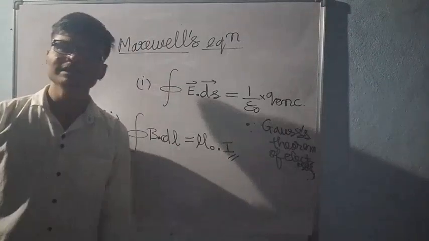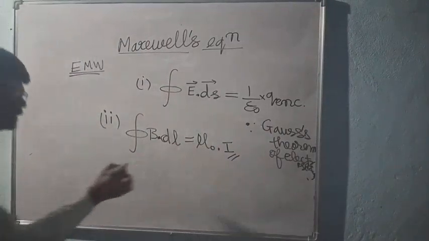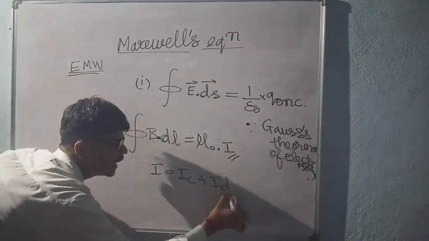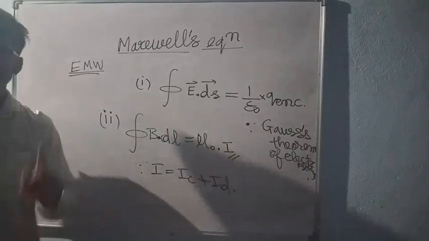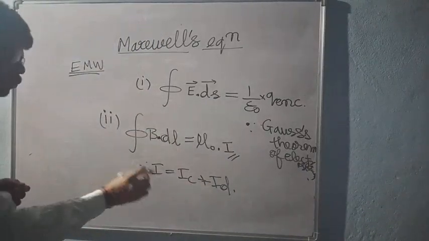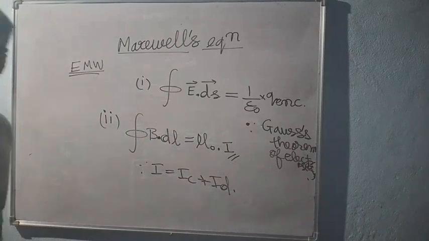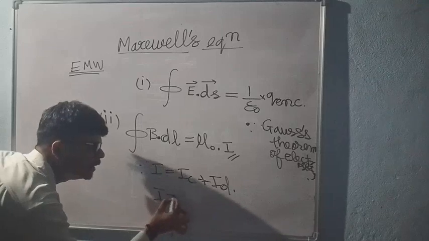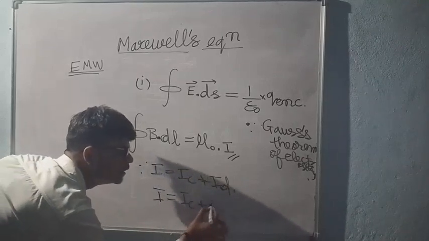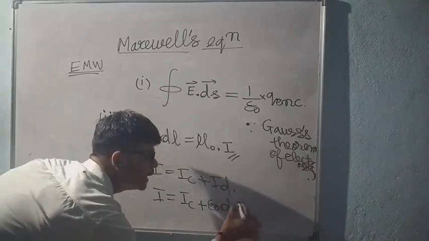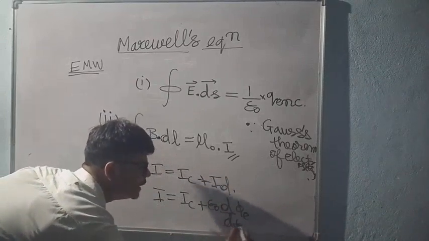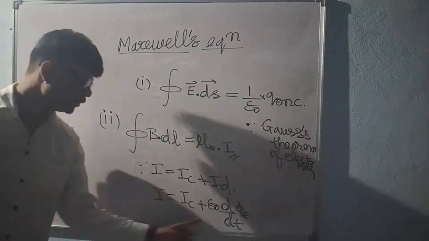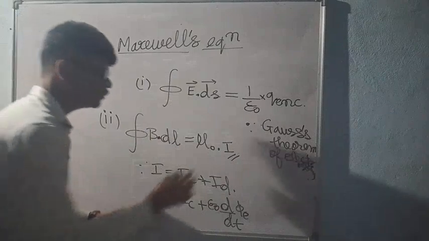In our previous lecture we had taken the value of I. I is nothing but IC plus ID. Understood? I is equal to IC plus ID. So what is this ID equal to? Epsilon naught times d phi by dt. So I is equal to IC plus epsilon naught times d phi e by dt. Very good.